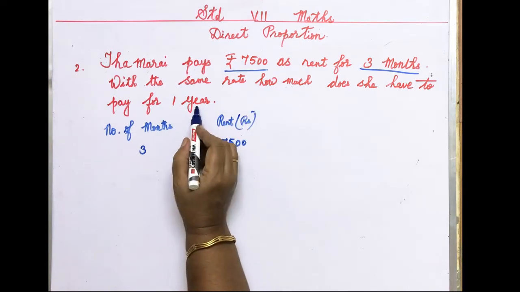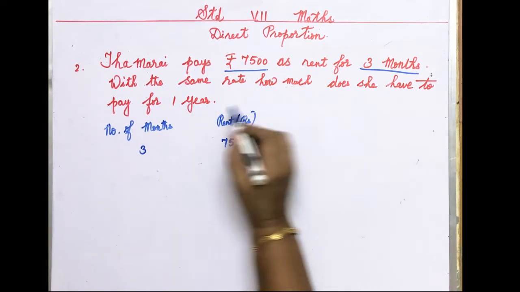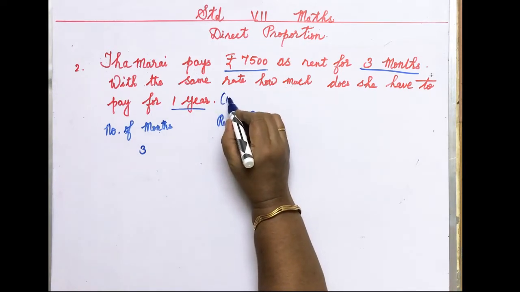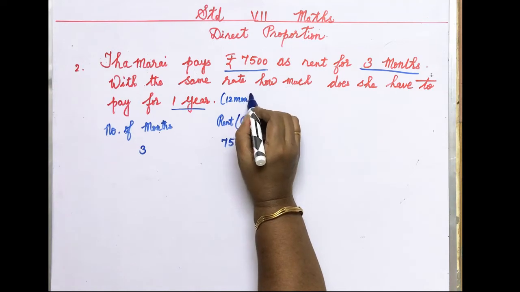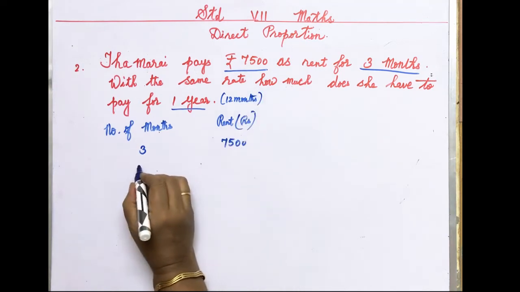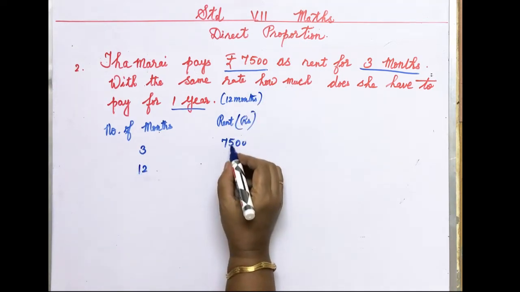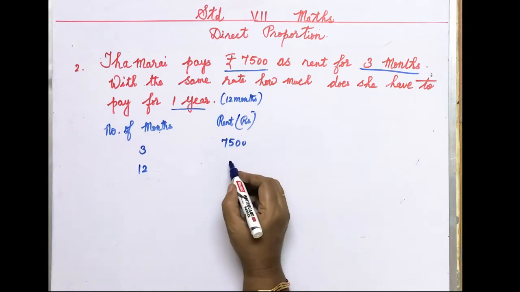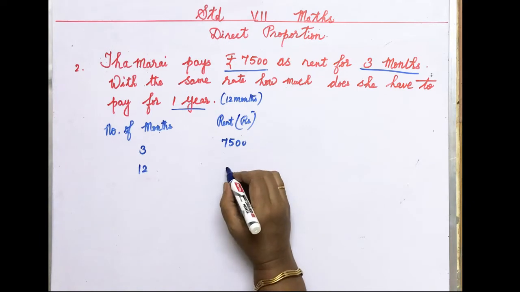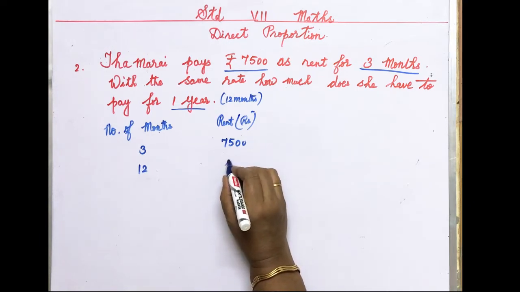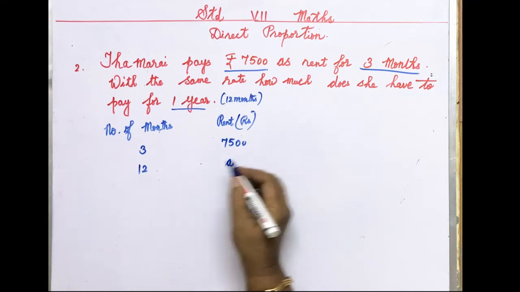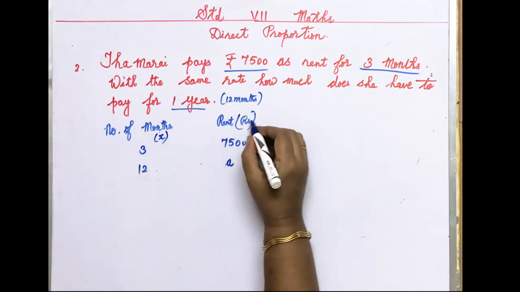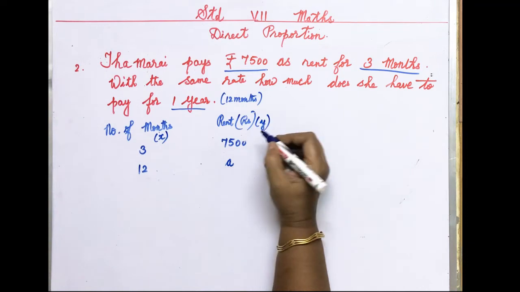Next we have to find out for 1 year. Here it is given in months, so 1 year should be changed into months, so 12 months. We have to find out the rent. It is not given. We can take any number, any letter as constant. We can keep it as A now. So this quantity we have to keep as X and this quantity we have to keep as Y.